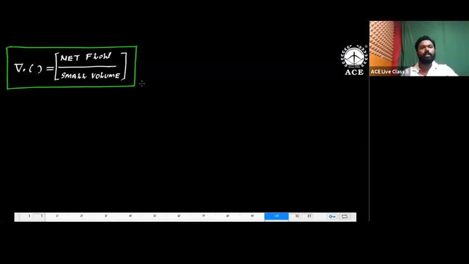If you consider some closed surface, something like a classroom, 50 students are entering from one door, 50 students are leaving from the other door. What is the net? Net is 0. 50 entering, 50 leaving. Suppose 50 students are entering, 100 students are leaving. Then there is a net flow. 100 entering, 50 leaving, then also there is a net flow.